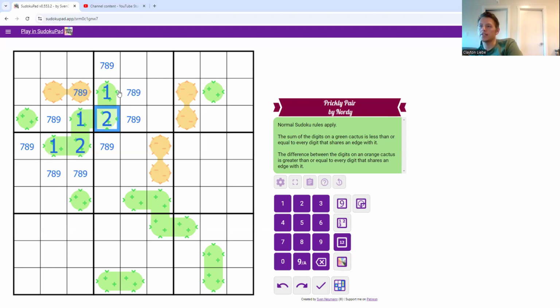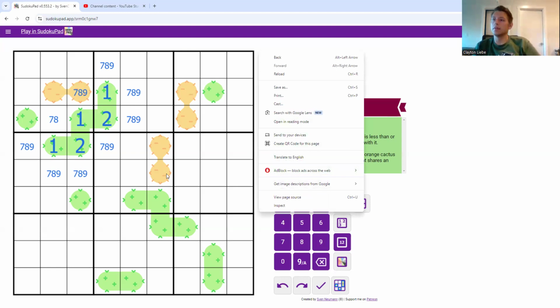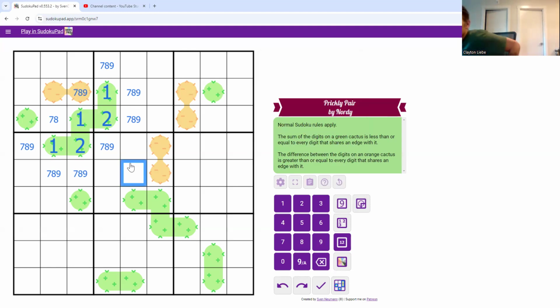So how does this orange logic work? The difference between the digits on an orange cactus is greater than or equal to every digit it shares an edge with. So if the difference here is 3, all of these are lower. Okay, well, you could never have a difference that is 9, because 9 minus 1 is 8. So there's a 9 on this cactus somewhere.